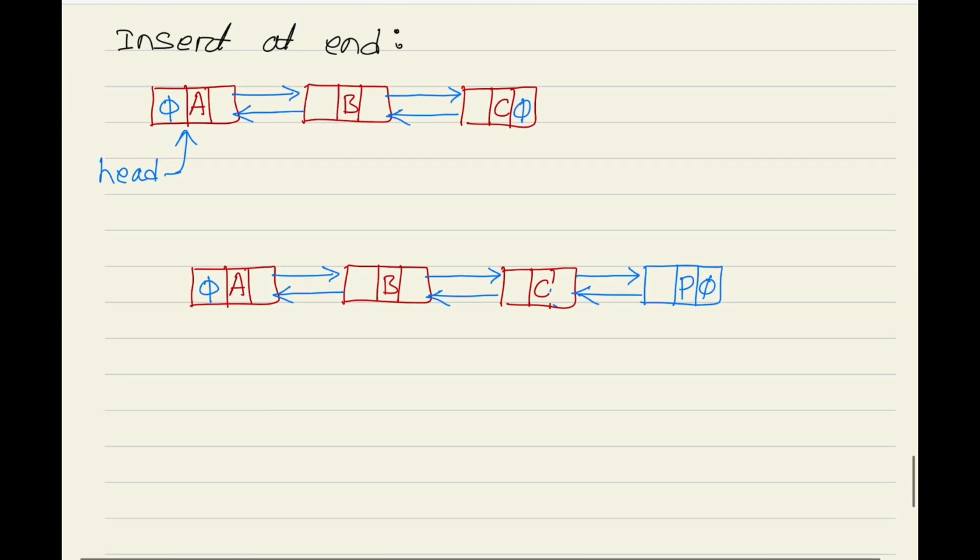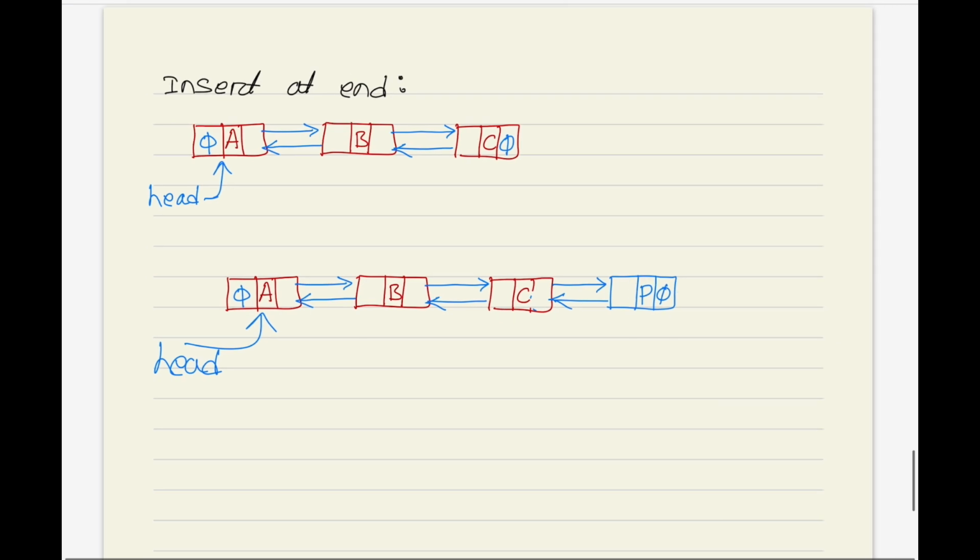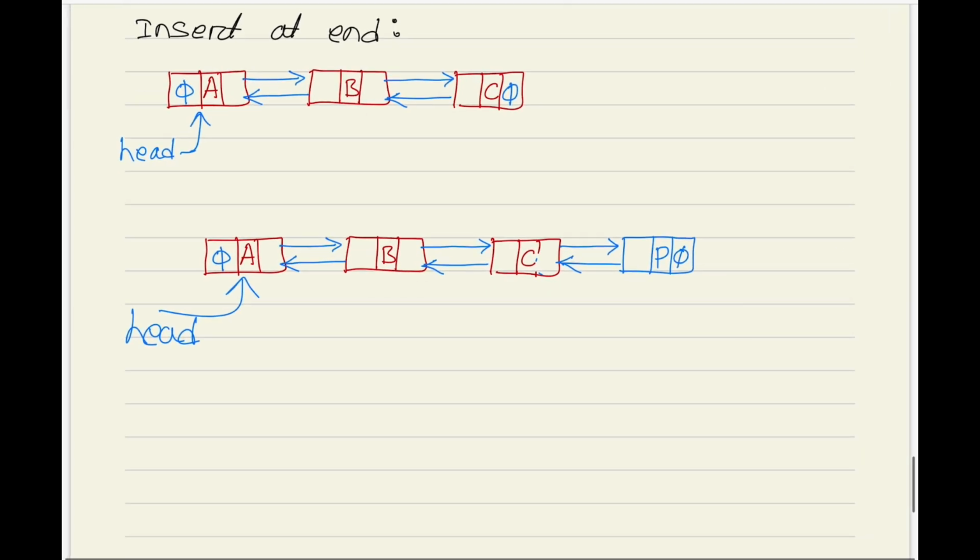So this is the pictorial representation, and you can write head here. Head is referring to A. This is the pictorial representation when we want to insert a node at last. You can observe here at last P is inserted, and previously the next of C was null. Now the next of C is referring to the node P, and the previous of P is referring to C.